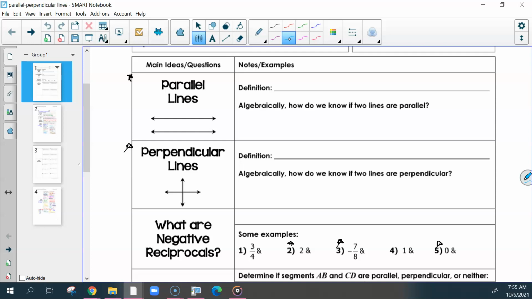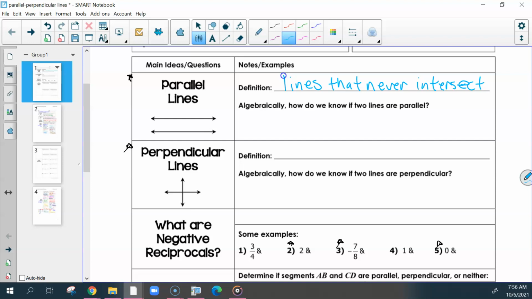So starting off these notes, we're going to talk about parallel and perpendicular lines. Those may be familiar to you. When we talk about these definitions, parallel lines are lines that never intersect. So whichever way you're going, there's 2 lines that don't intersect at all. They'll never cross paths.